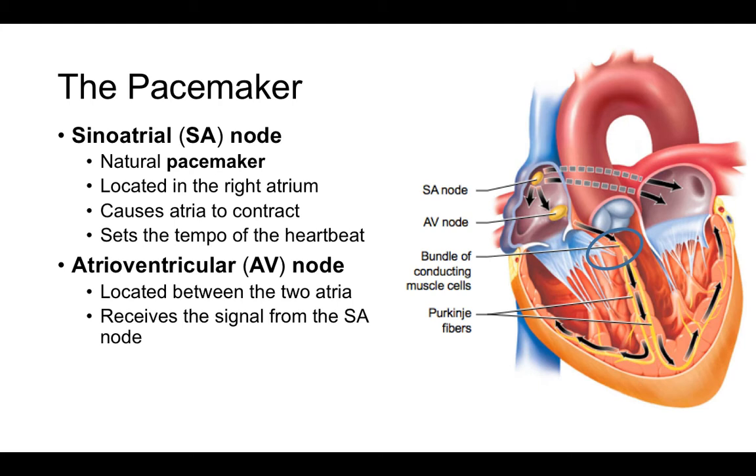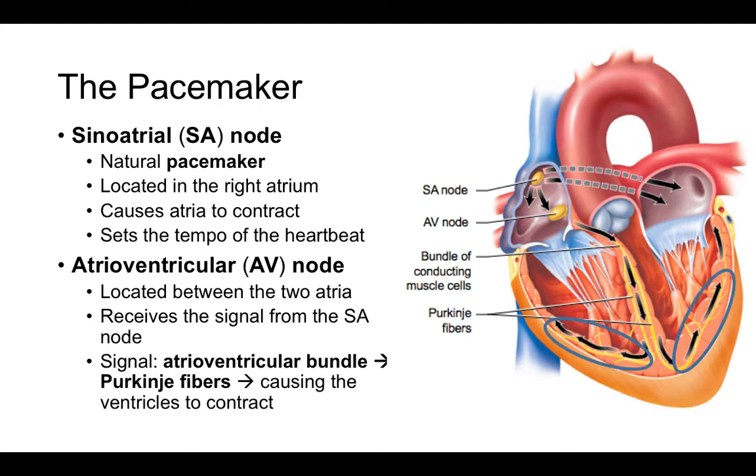Now, the electrical conductivity, as you can see here, spreads from the SA node directly across so that the atria contract at the same time, and then here to the AV node, right at the bottom, which is right here. It's located between the two atria, and this receives a signal. From here, it moves to the atrioventricular bundle, which moves down the septum, and then to the Purkinje fibers and out around the ventricles. And once it moves down the AV bundle and then out to the Purkinje fibers, this is what causes the contraction of the ventricles.